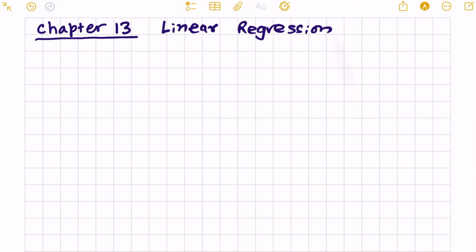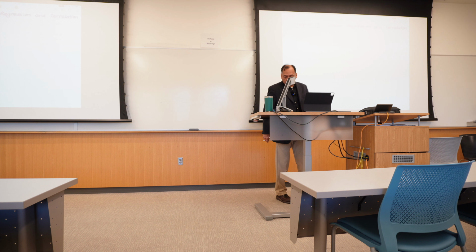So we are in the last chapter. We'll be doing chapter 13 and then we'll be done for the semester. Linear regression and correlation. Linear regression and correlation involves studying more than one variable.